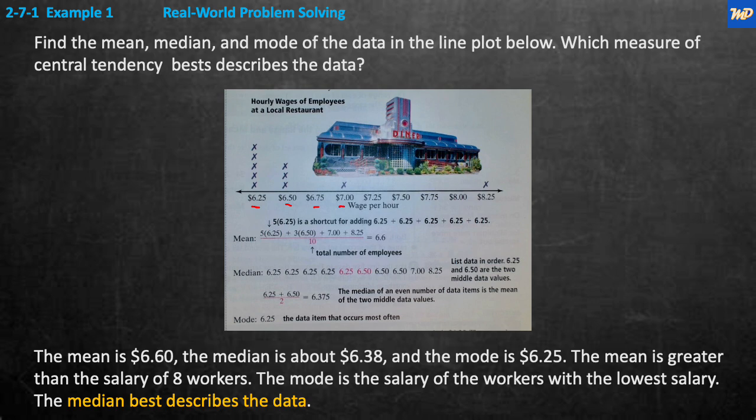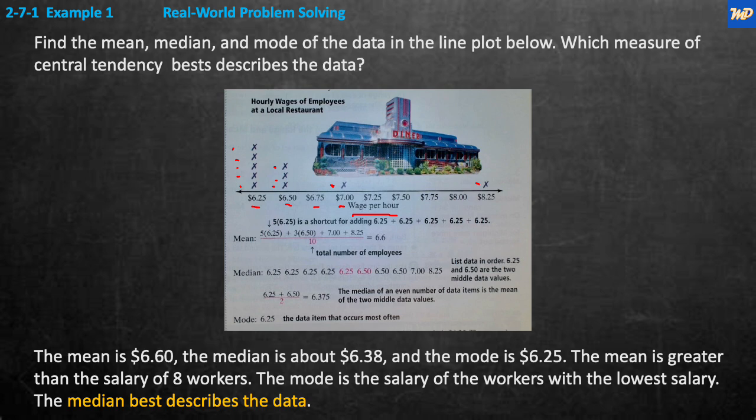These are all wages per hour. And the X's, there's an X for every employee. So in this case, there are 1, 2, 3, 4, 5 employees making $6.25, 1, 2, 3 making $6.50, one making $7, and one making $8.25. So they want to know the mean. To get the mean, we have to add up all of the wages and then divide by the number of employees.